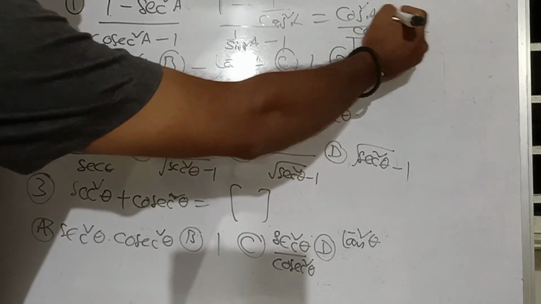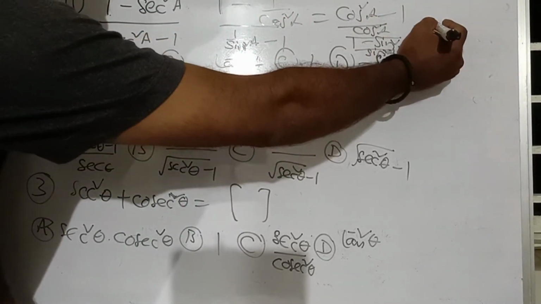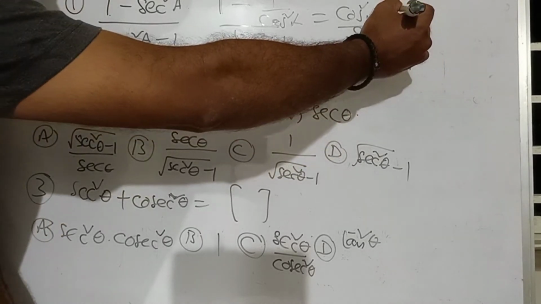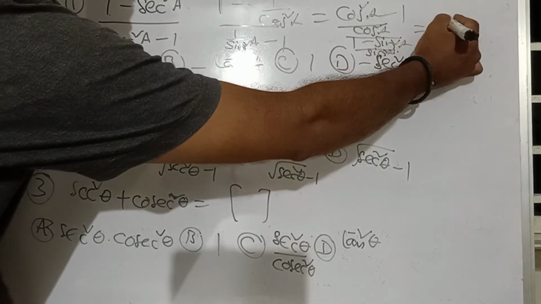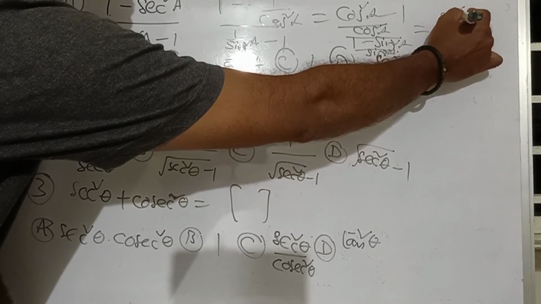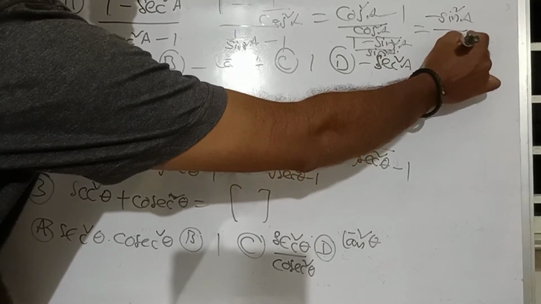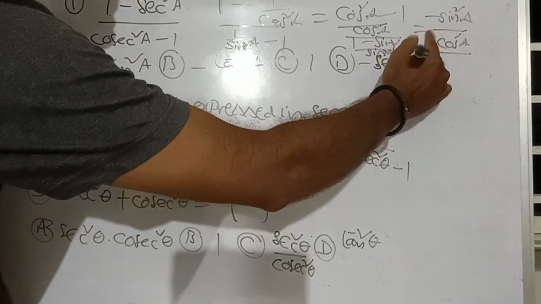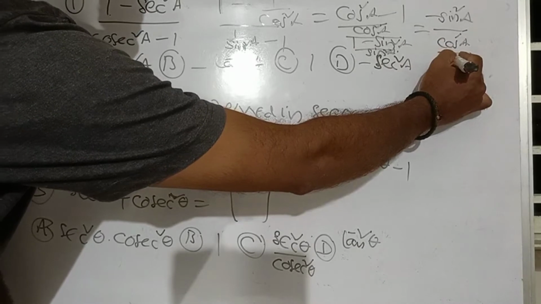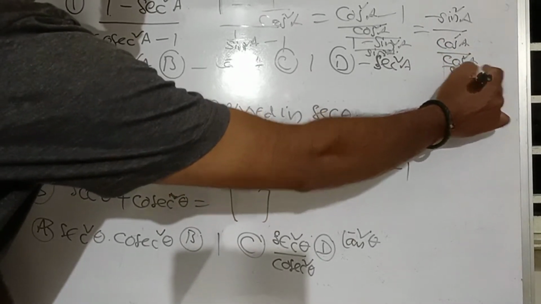Cos square A minus 1 is equal to minus sin square A by cos square A. 1 minus cos square A is sin square A, is equal to cos square A by sin square A.